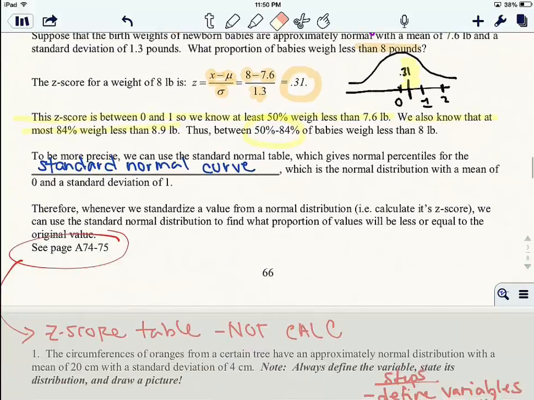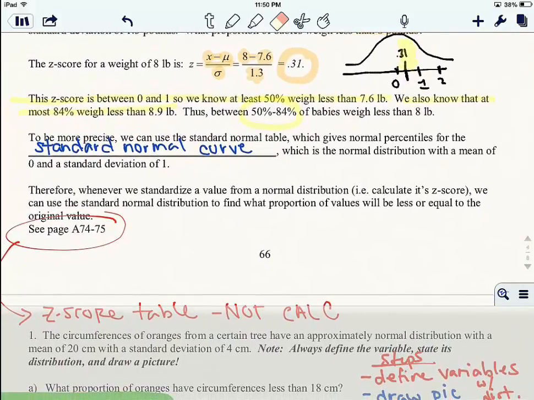Therefore, whenever we standardize a value from a normal distribution, i.e. calculate a z-score, we can use the standard normal distribution to find what proportion of values would be less than or equal to the original value. The z-score only goes less than or equal. It only goes this direction on the curve.